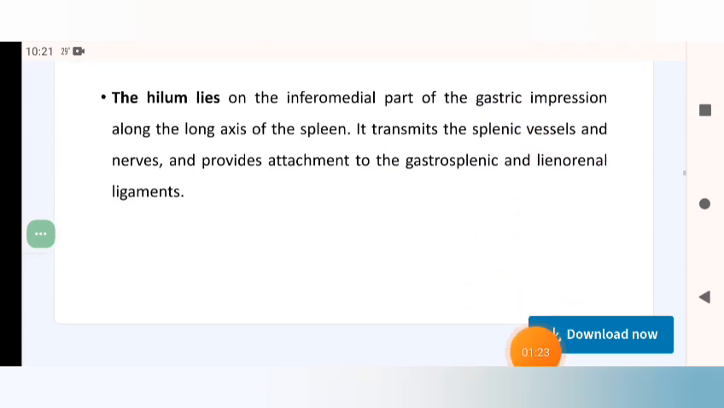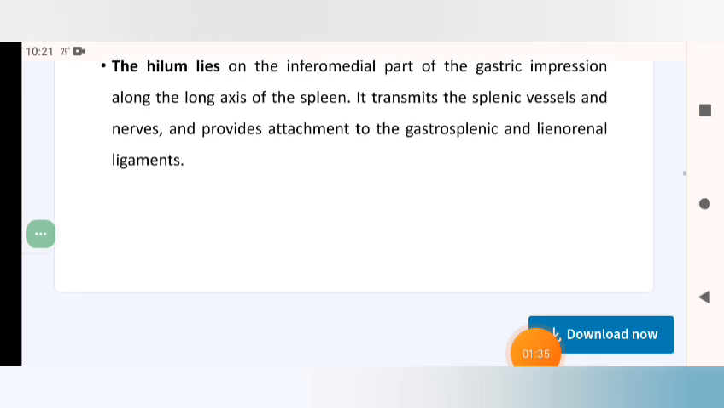The hilum lies on the inferomedial part of the gastric impression along the long axis of the spleen. It transmits the splenic vessels and nerves and provides attachment to the gastrosplenic and lienorenal ligaments.